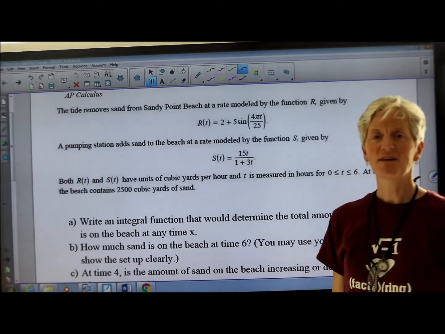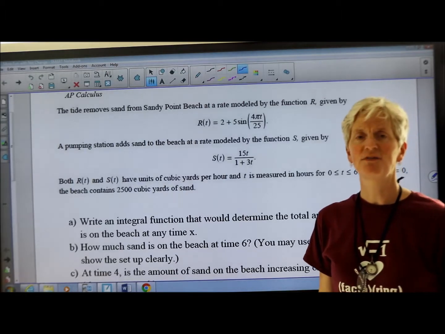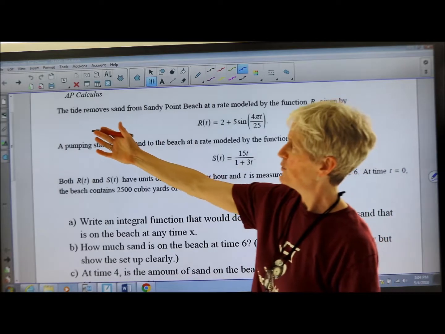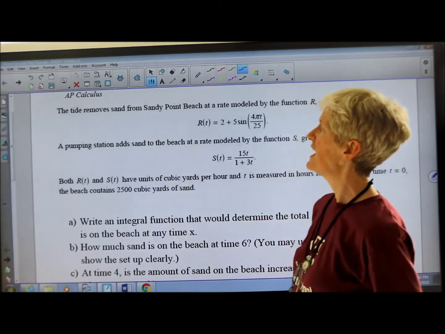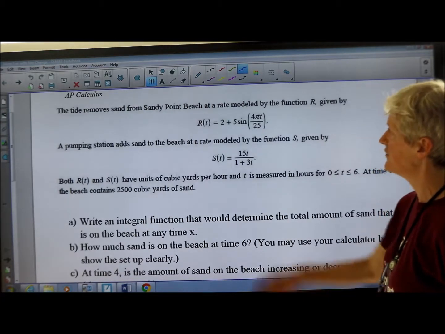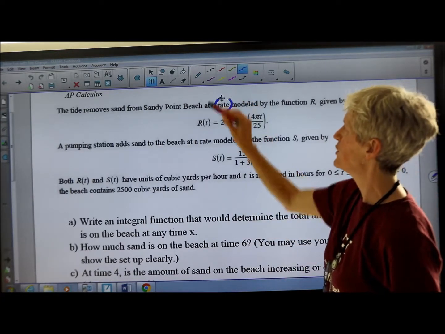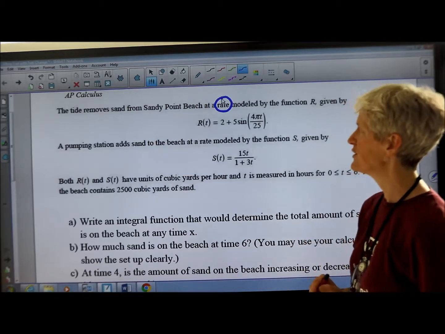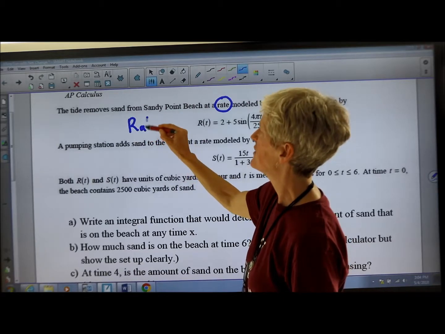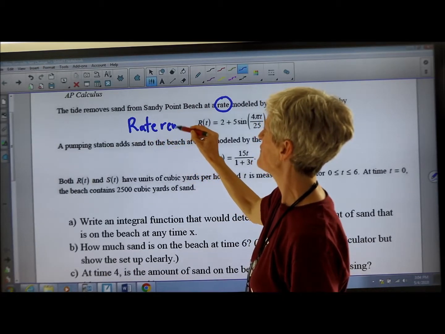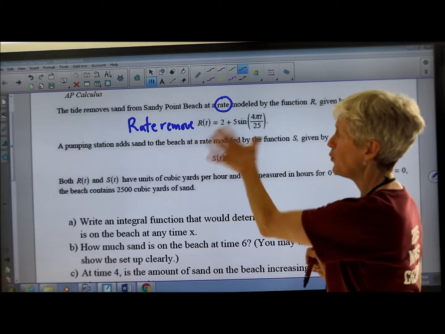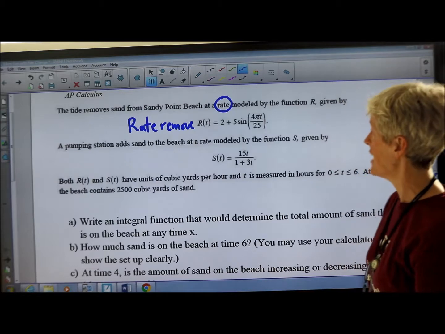Let's look at a classic rate problem that involves the fundamental theorem of calculus, shall we? So here we have: the tide removes sand from Sandy Point Beach at a rate modeled by the function r given by this function. I see the word rate right away, so I want to circle that. And this is the rate of removing. This is a good thing to do whenever you have a function. Jot down it's a rate, jot down what it's a rate of so that you can keep track.